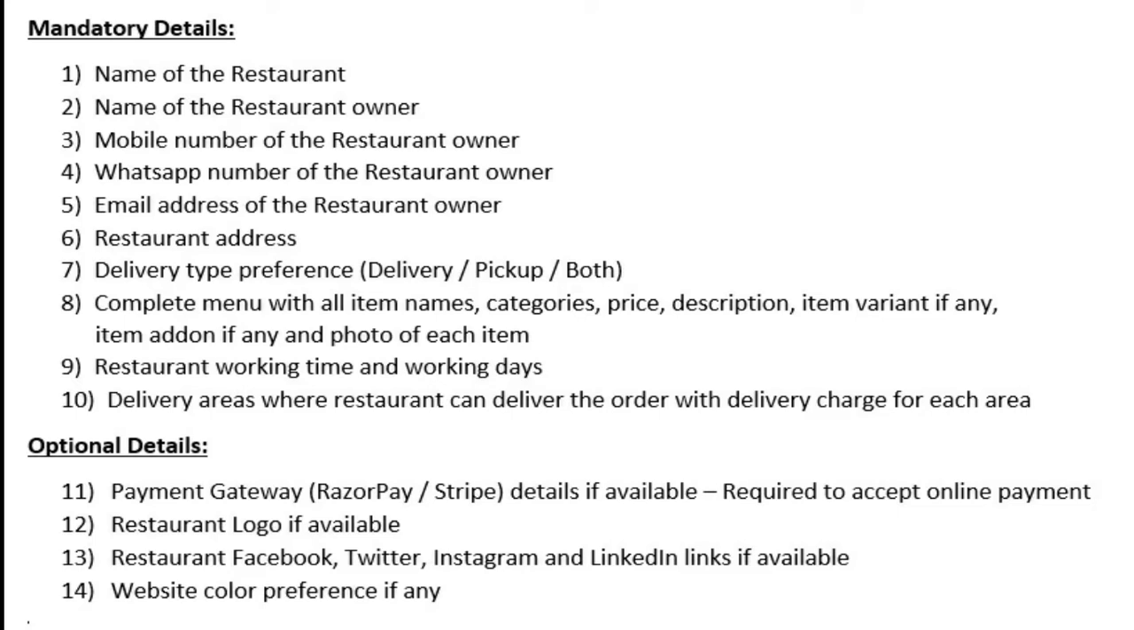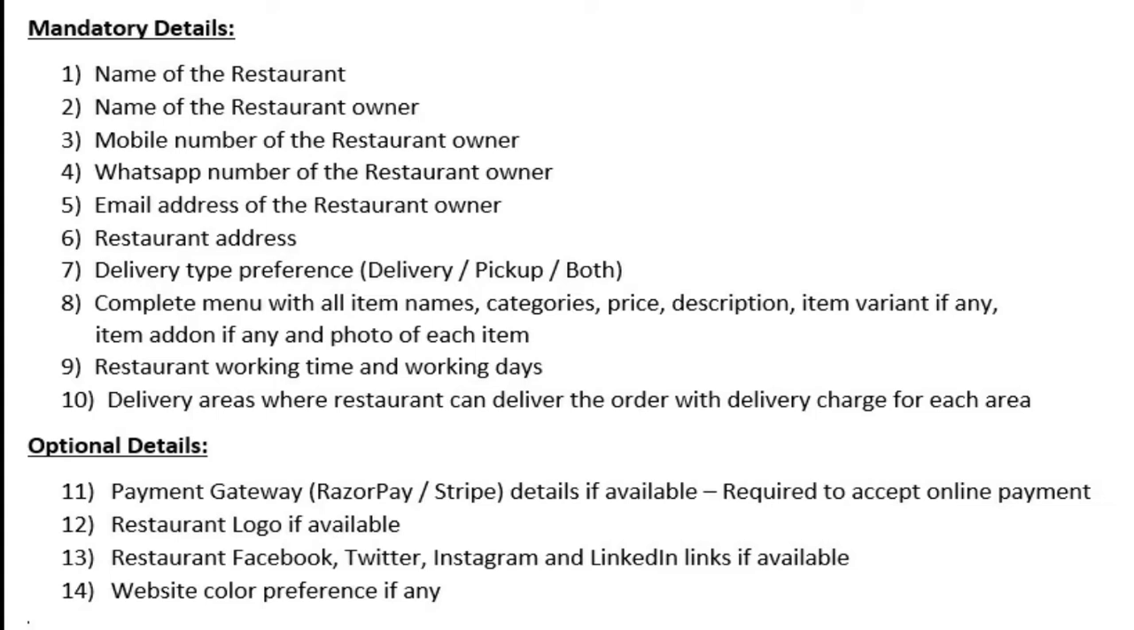Restaurant working time and working days. Delivery areas where the restaurant can deliver the order with delivery charge for each area. Optional details are: payment gateway details if available. This is required if payment is to be accepted online. Restaurant logo if available. Restaurant Facebook, Twitter, Instagram and LinkedIn links if available. Website color preference if any.